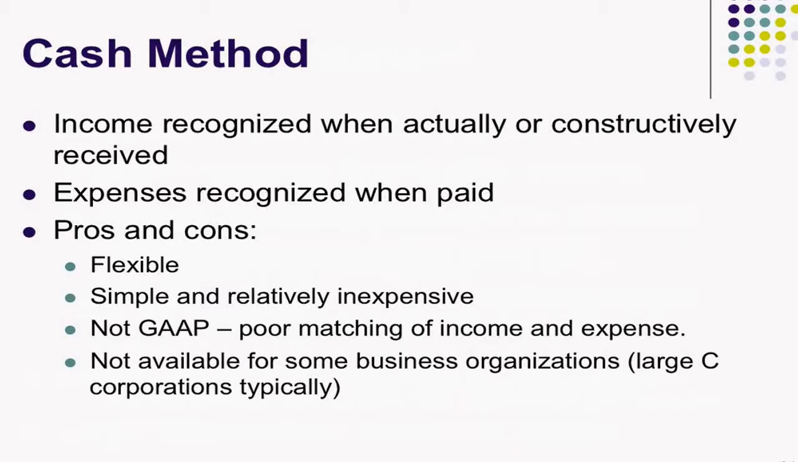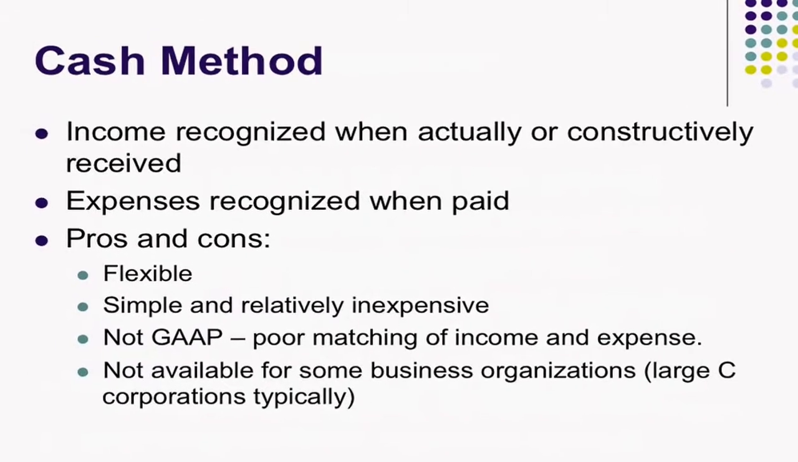Why? Because you recognize income when you get it, when it's actually in your hand, and expenses are recognized when you're actually writing a check and it's paid. So it's very flexible with the cash method. It's relatively inexpensive to do and maintain a system like that. It's definitely not GAAP because income and expenses don't fall into place right away. There's not good matching. And as I said earlier, for a large corporation, a C corporation, you can't do it. But cash method's simple and easy and nice to do.